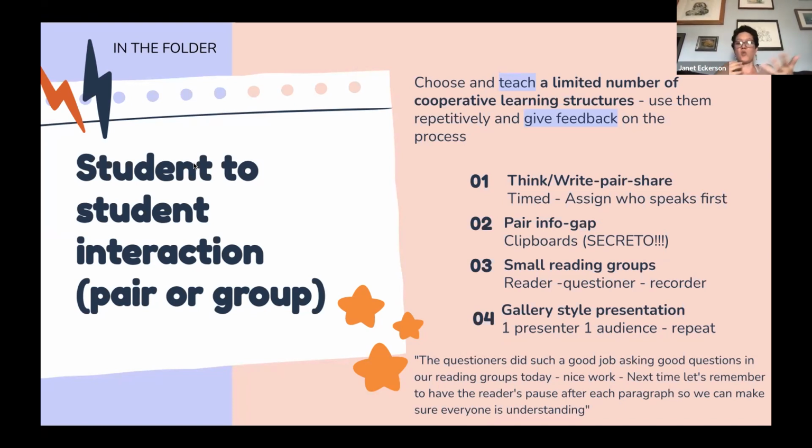Another one that I always use are pair info gaps, right? So we all know an info gap where student A has some information that student B doesn't have, and student B has some information student A doesn't have, and then they have to interact to do this. I love to do this on clipboards. So I hand out the clipboard for student B and the clipboard for student A. And sometimes I even have them stand up. So all the students who are student A are facing this part of the room, and all the students who are student B are facing that point.